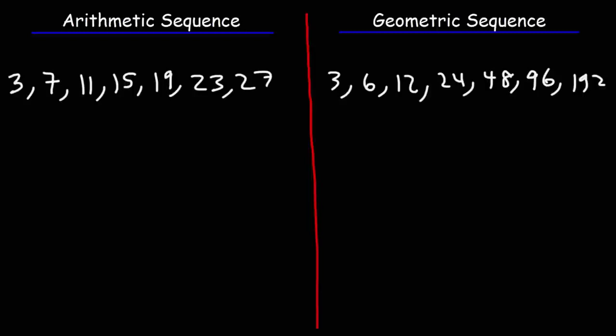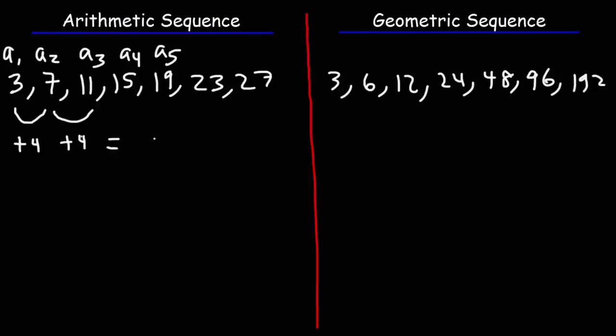In the arithmetic sequence on the left, notice that we have a common difference. This is the first term, this is the second term, this is the third, fourth, and fifth term. To go from the first term to the second term, we need to add 4. To go from the second to the third term, we need to add 4. And that is known as the common difference.